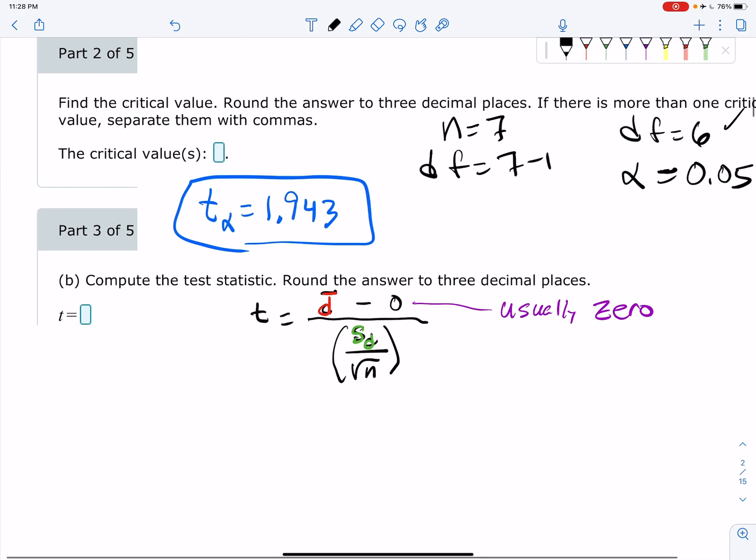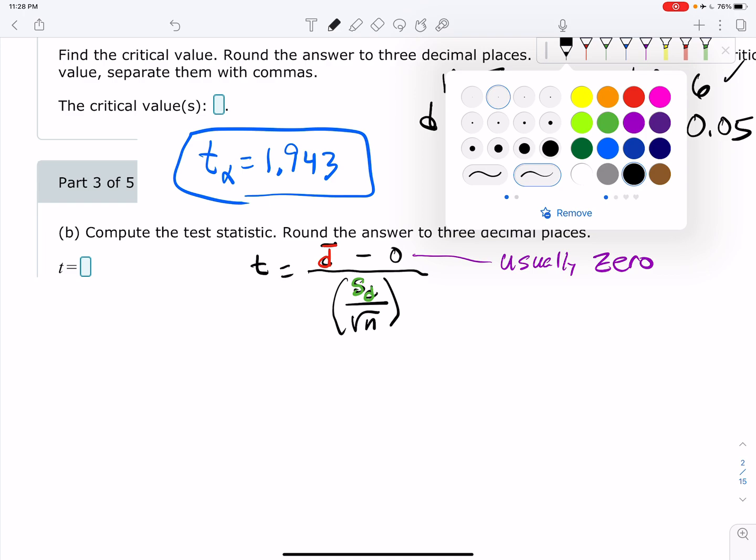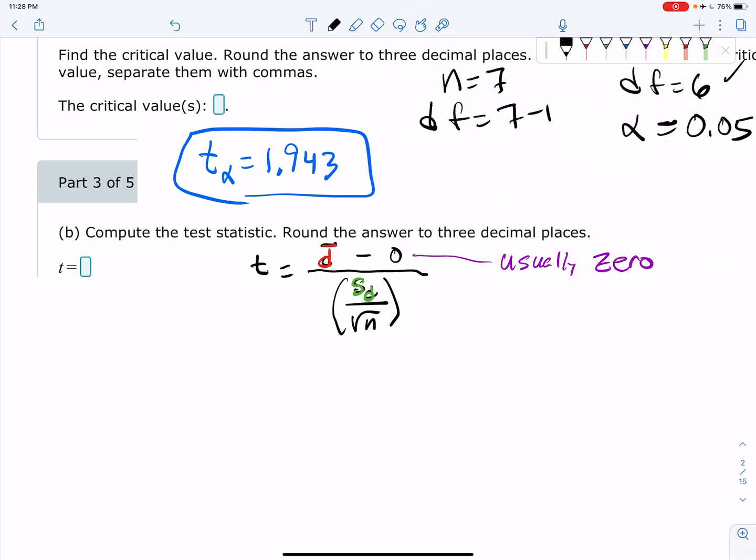So now that we have our bits of information that I just found, and I showed you multiple ways of doing it, by hand or by calculator. Let's do it by calculator, next problem. We've got the t equals our d bar, which happens to be 2.2857. Remember, it's minus 0, so that just goes away. Then down below, we have this quotient, and we have our sample standard deviation, which we end up getting as 1.7995. That is divided by the square root of n, and the sample size is 7.